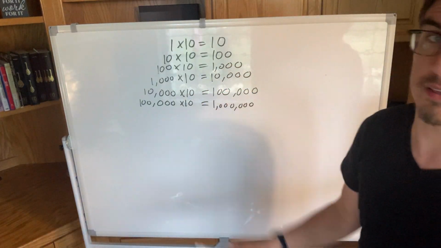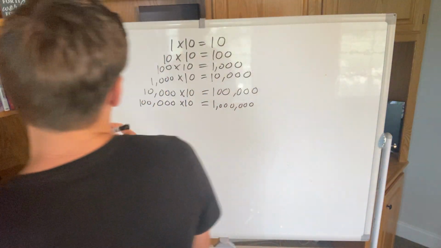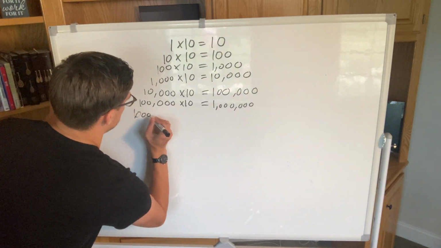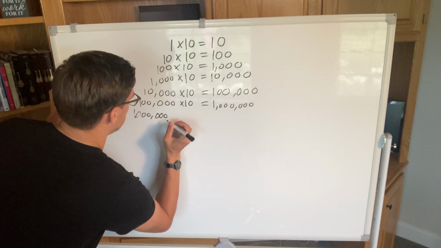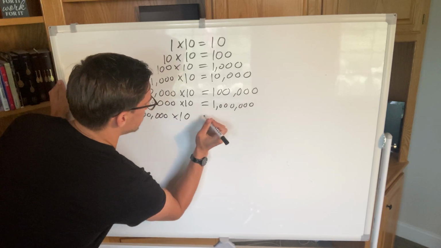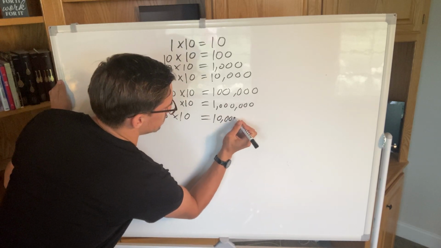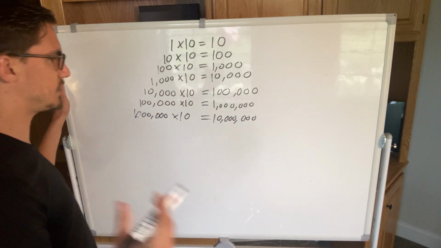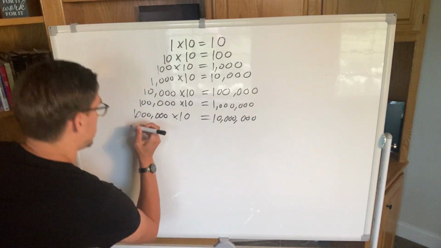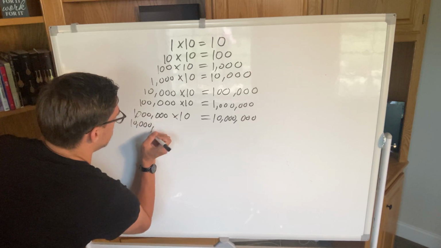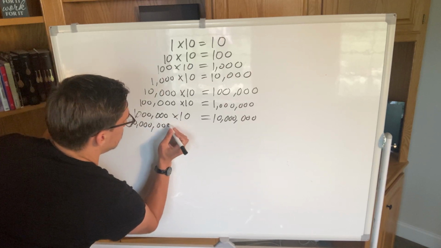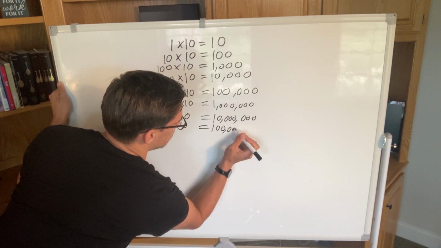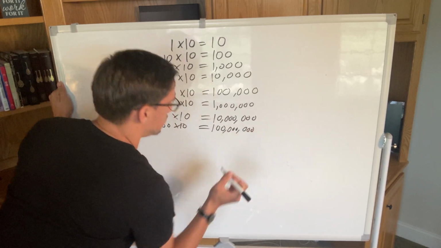Okay, so now we're at 1,000,000, right? 1,000,000 times 10, right? So we go 1, 0, 0, 0, 0, 0, 0, times 10 equals 10,000,000. And yes, write out all the zeros so you can actually see the significance of this. Okay, 10,000,000 times 10 equals 100 million.